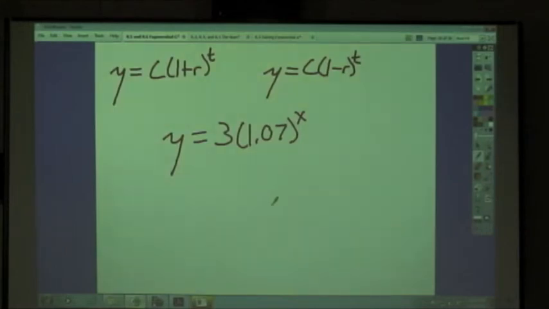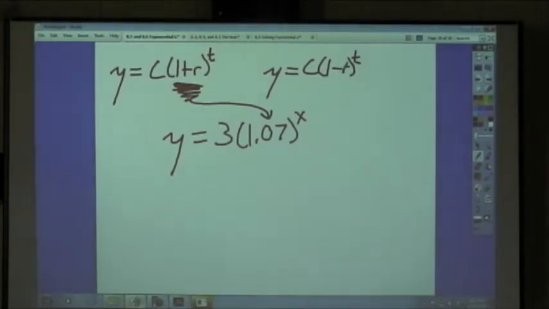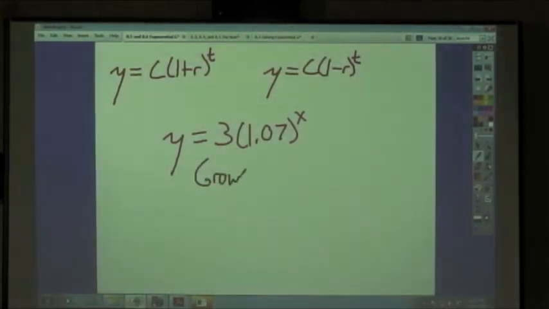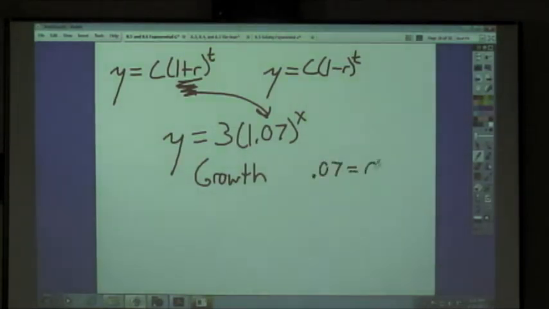So you look at this, since it's 1.07, I know 1 plus the rate is how I would get 1.07. It couldn't be 1 minus the rate because that would have to be smaller than 1. So, since it's 1 plus the rate, that means this one is growth. And if it is growth, how much is it growing by? Well, if 1 plus the rate gives me this, then it would have to be 0.07 as my rate. So that means it is actually growing at 7%.